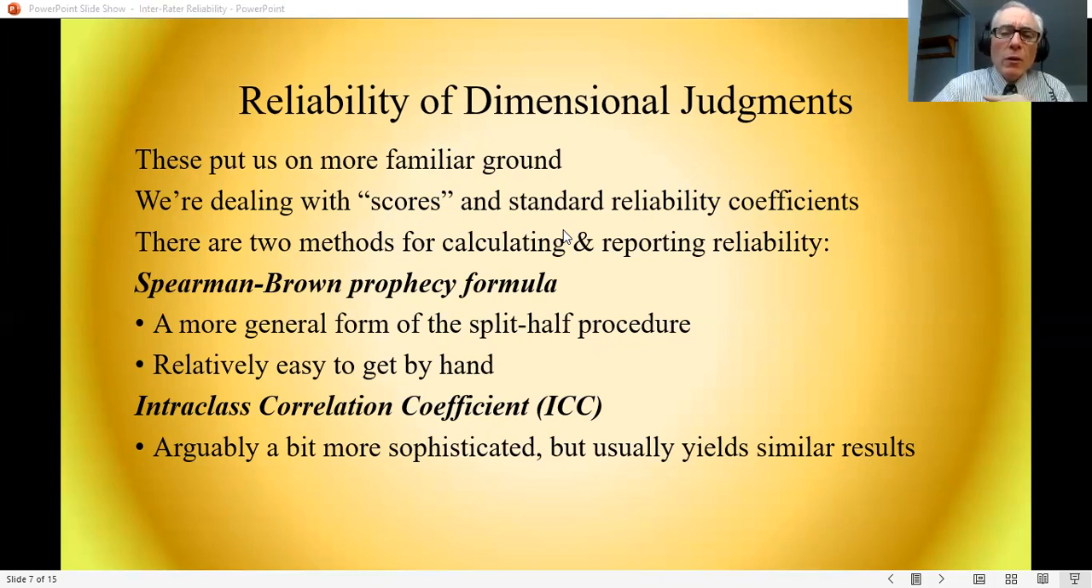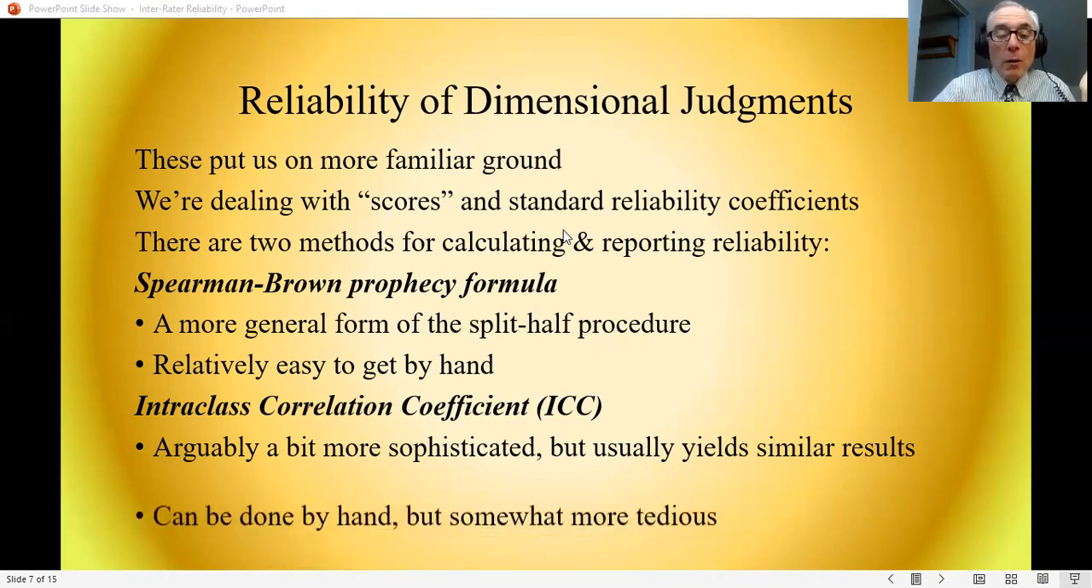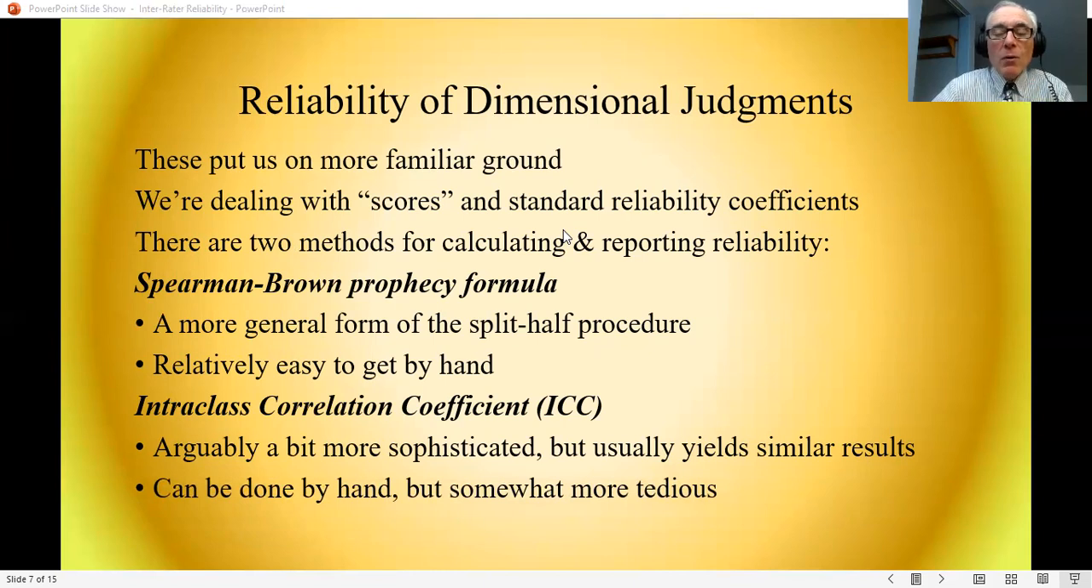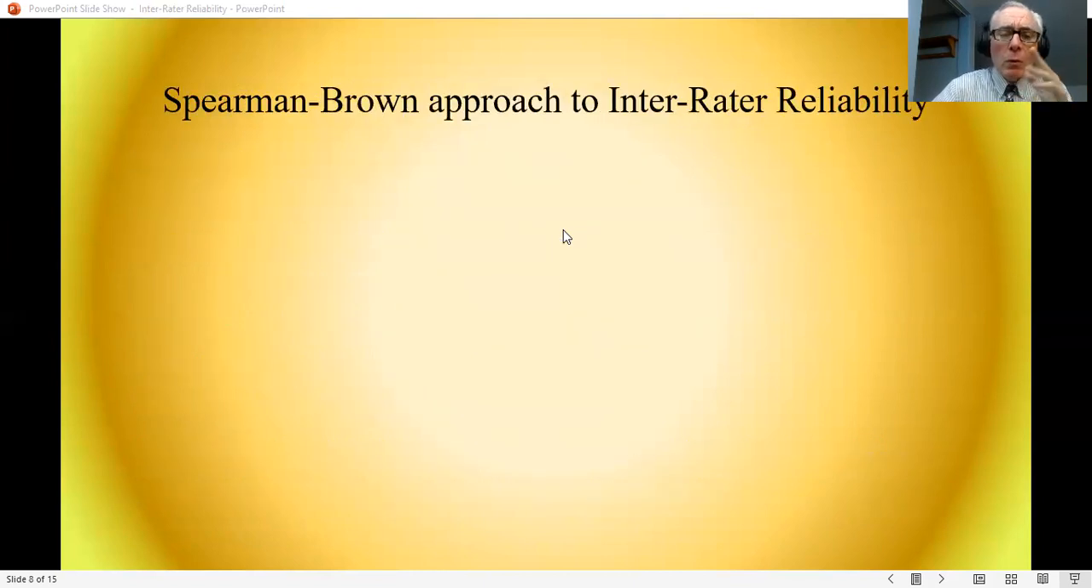ICC tends to be a little more conservative, so maybe your Spearman-Brown approach gave you a reliability of 0.82, and the ICC gives you 0.795, and you're like, okay, which one do I pick? Frankly, either one. But I would say if you have to do some of this by hand, Spearman-Brown is easier to do. Whereas if you're operating in a statistics program like SPSS, there's a pretty good chance that ICC is built right into it. So let's look quickly at the Spearman-Brown approach.